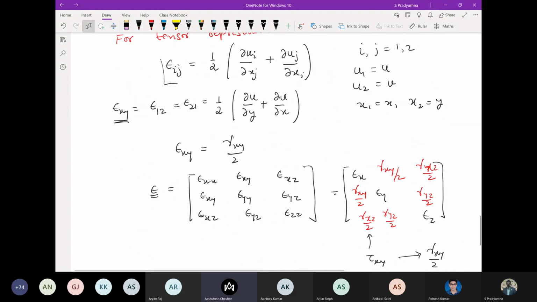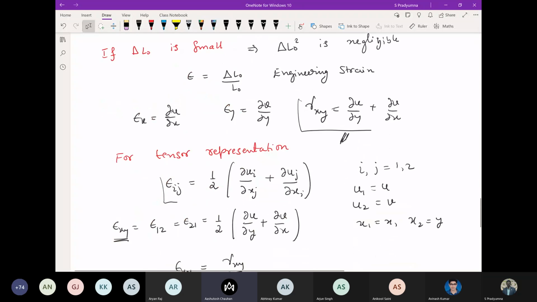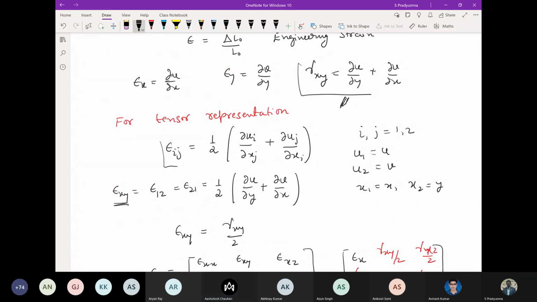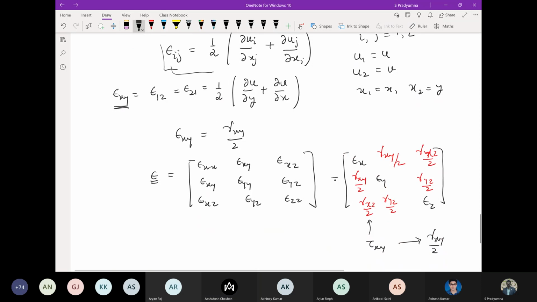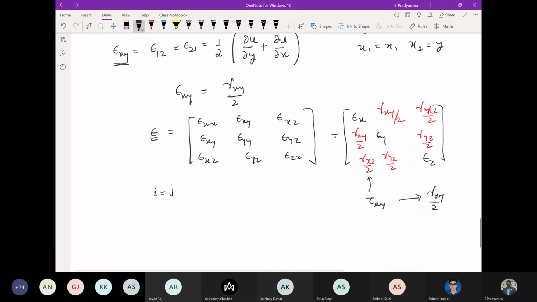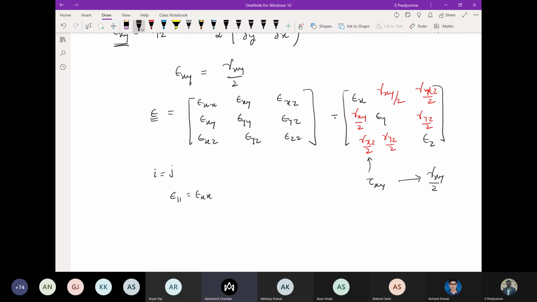How does this half factor come there? Half is coming because we want to write it in this way so that all ij can be considered. When i is equal to j, then what will happen here? I can say epsilon 1 1, for example, epsilon 1 1 or epsilon x is equal to what? Half into dou u by dou x plus dou u by dou x, that is equal to dou u by dou x.